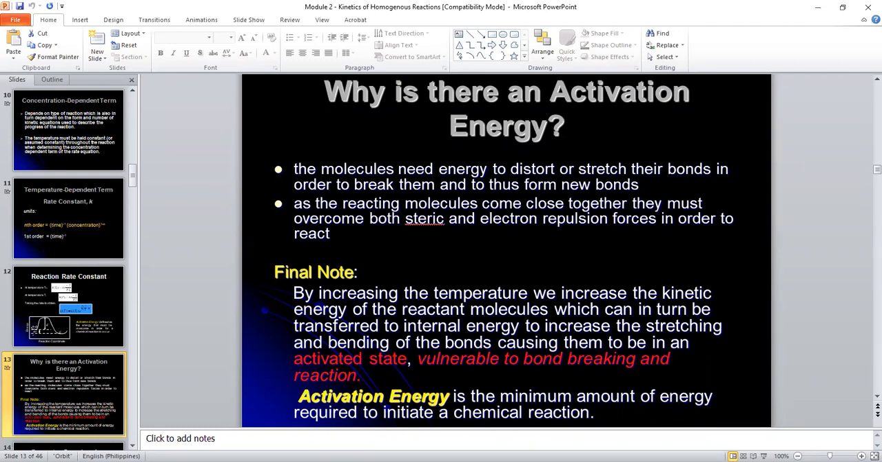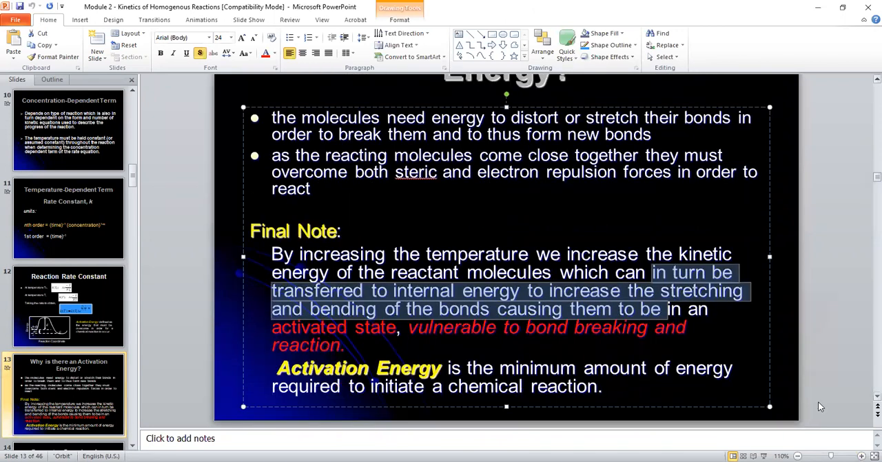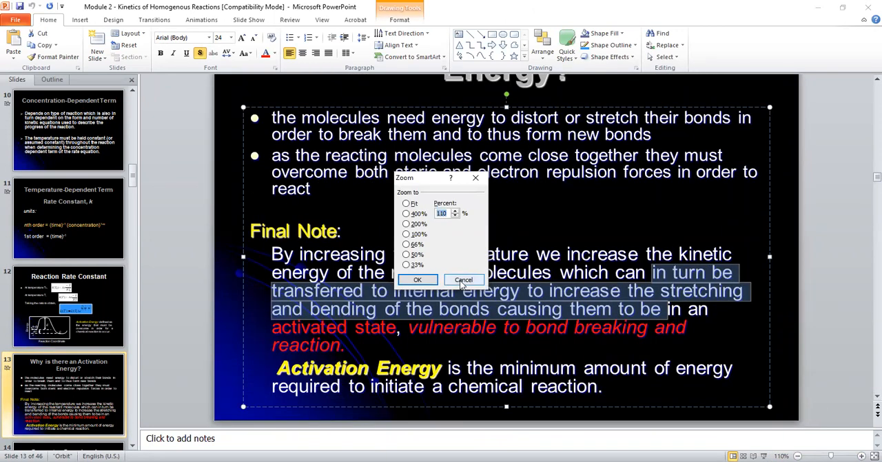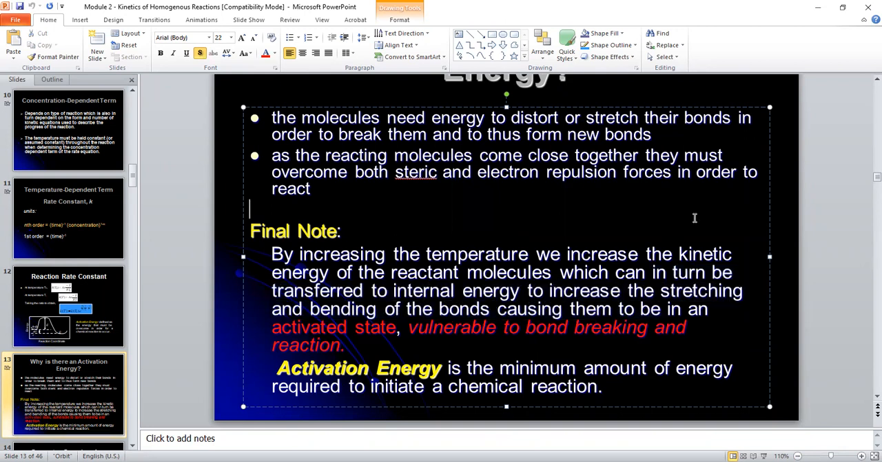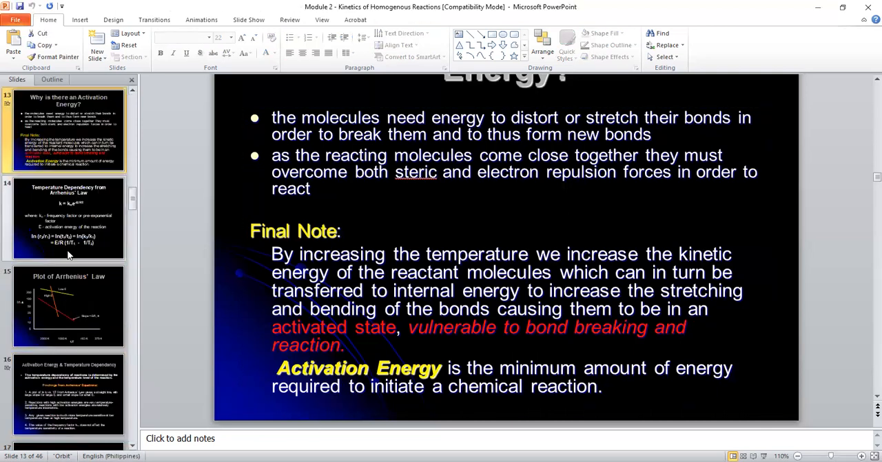On a final note, when we increase the temperature, we increase the kinetic energy of the reactant molecules, which can in turn be transferred to internal energy to increase the stretching and bending of the bonds, causing them to be in an activated state, vulnerable to bond breaking, and then, of course, they will be able to react. Activation energy is the minimum amount of energy required to initiate a chemical reaction. This is the simplest definition of the activation energy.